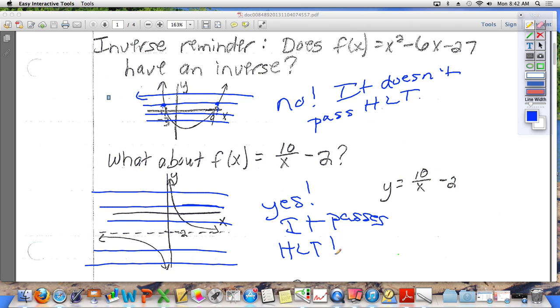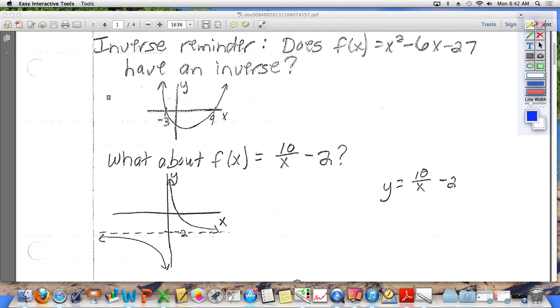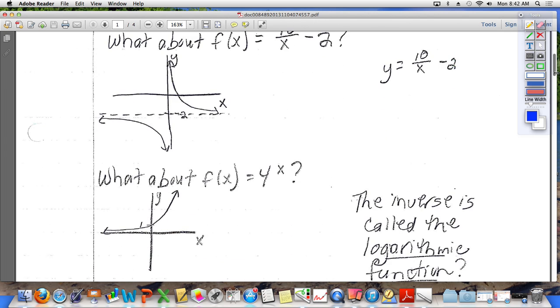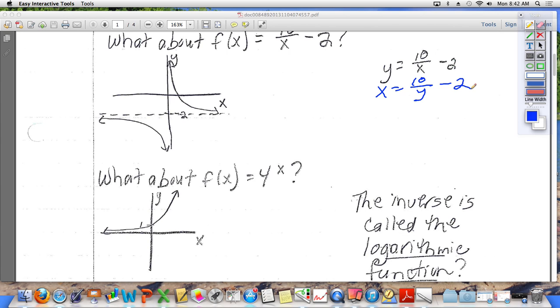Okay, I wrote this over here because when you have a function like this and you know that it has an inverse, I want to take you back to chapter 1 for a second and solve it. What was the first thing that you had to do in order to figure out what the inverse was? Switch the y with the x. Yes, we had to replace the y with x, so we put x is equal to 10 divided by y minus 2, and solve for y.